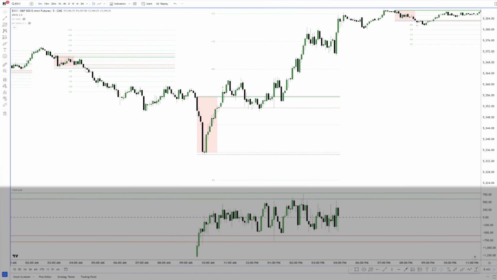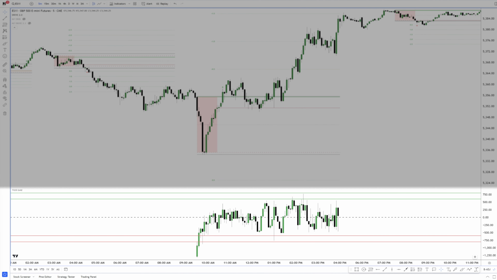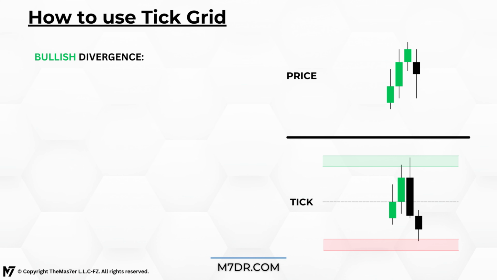In the top pane, you have the price chart of the E-mini S&P 500 futures, ES, in the continuous contract, and in the lower pane, you have the tick grid indicator using the USI tick of the New York Stock Exchange. A bullish divergence.